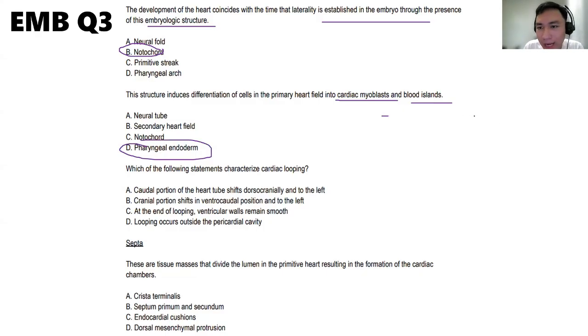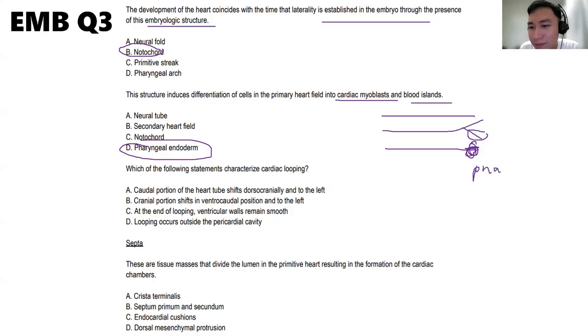So by the way, kung ito yung ectoderm, ito yung mesoderm mo, ito yung endoderm mo. So di ba yung heart, sabi natin, galing siya ng splanchnic lateral plate mesoderm. Ang nag-i-induce sa pag-form ng ating cardiac myoblasts, which are the precursors of the heart, and yung blood islands, which are the precursors of the blood vessels, is yung endoderm right here, the pharyngeal endoderm. So siya yung nag-i-induce nun. So sabihin niya, oy, gawa ka na ng heart. So parang siya yung signal. Okay?